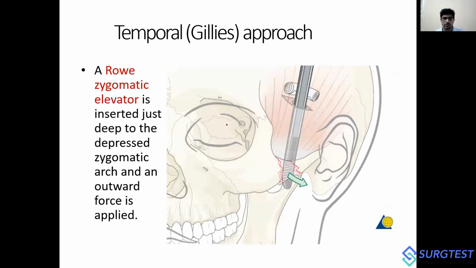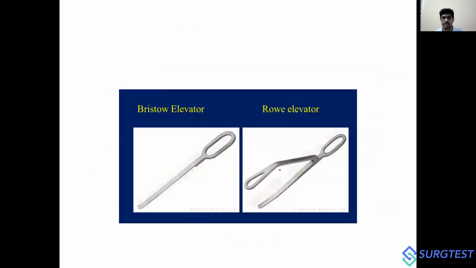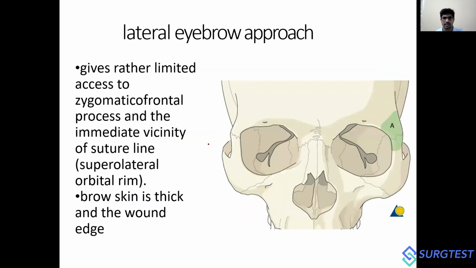We use the Rowe zygomatic elevator. We keep a gauze roll or gauze piece, which acts as a fulcrum. So we'll be giving an outward pressure that will reduce the depressed fracture. Also the Bristow's elevator is described along with the Rowe elevator for the reduction of the depressed fracture of zygoma.